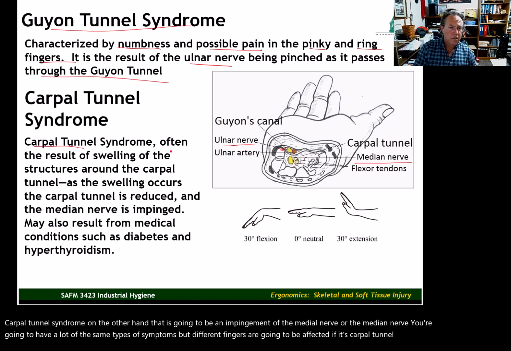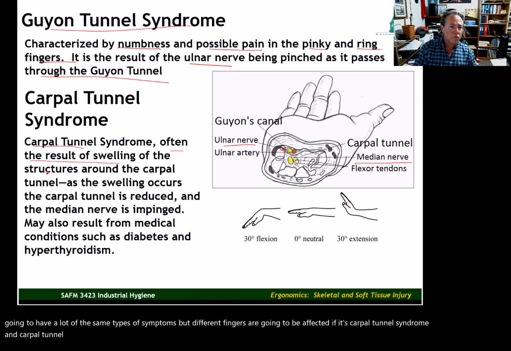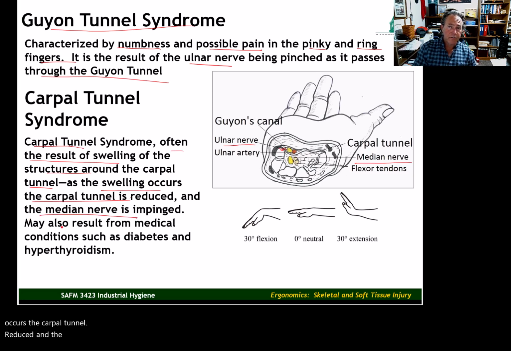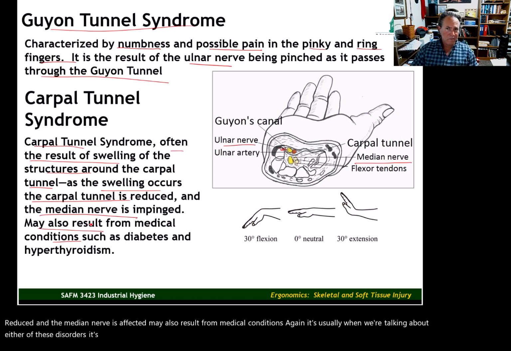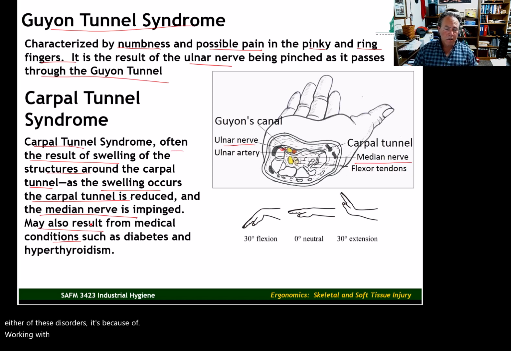Again, carpal tunnel syndrome is often the result of swelling of structures around the carpal tunnel. As the swelling occurs, the carpal tunnel is reduced and the median nerve is affected. May also result from medical conditions. Again, when we're talking about either of these disorders, it's usually because of working with your hands. And again, not heavy work necessarily, but maybe it's repetitive work.